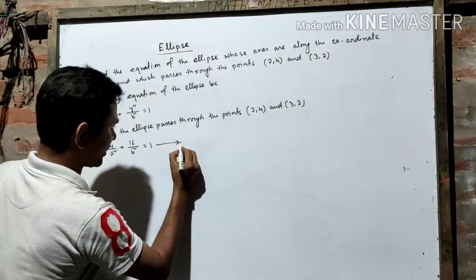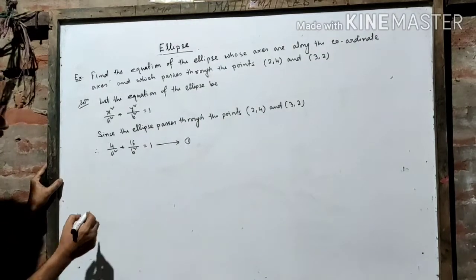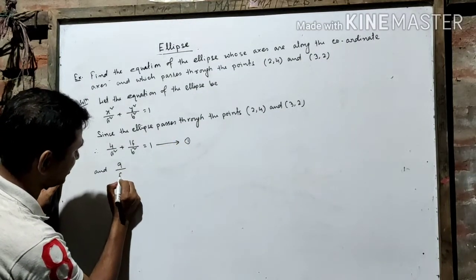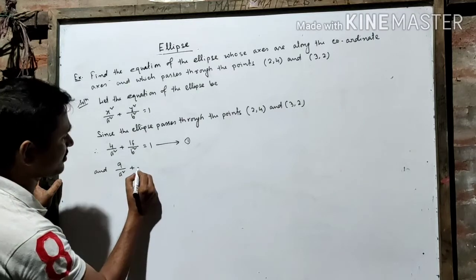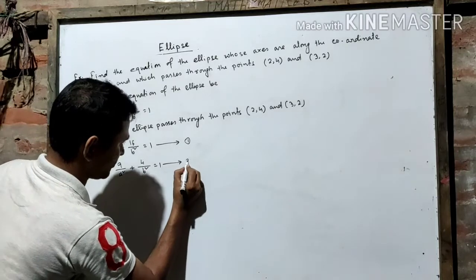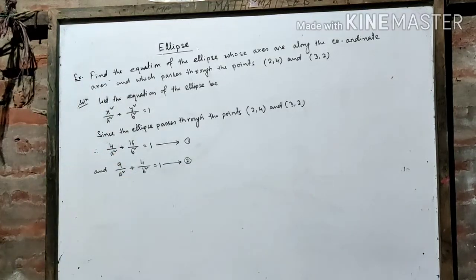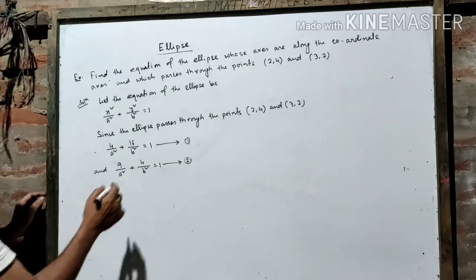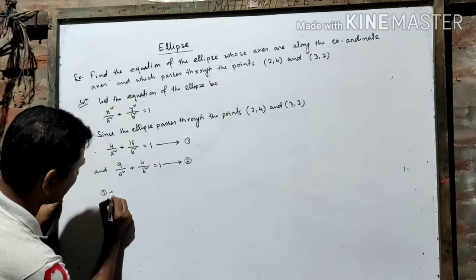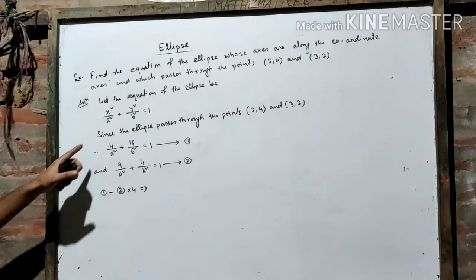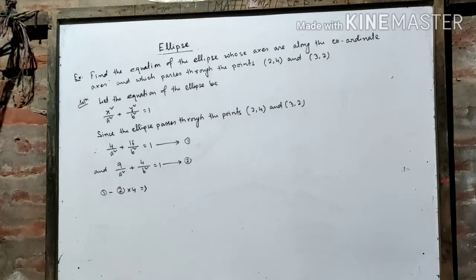Mark this as equation number 1, and from the second point, 9 by s square plus 4 by b square is equal to 1, mark this as 2. We have to solve these equations to find the values of s square and b square. Okay. So, by the elimination method, 1 minus 2 into 4 implies we multiply equation number 2 by 4.